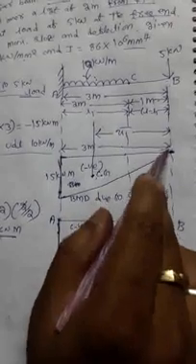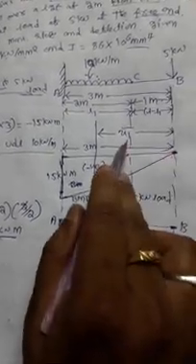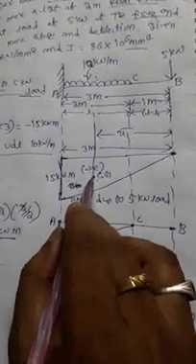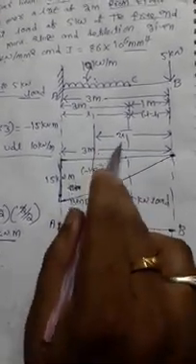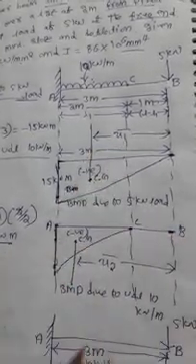So listen carefully. The distance from B to the center of gravity of the BMD is nothing but x1 bar. I repeat once again: the distance from the center of gravity of the BMD to B is assumed as x1 bar. Next, let me find the areas.